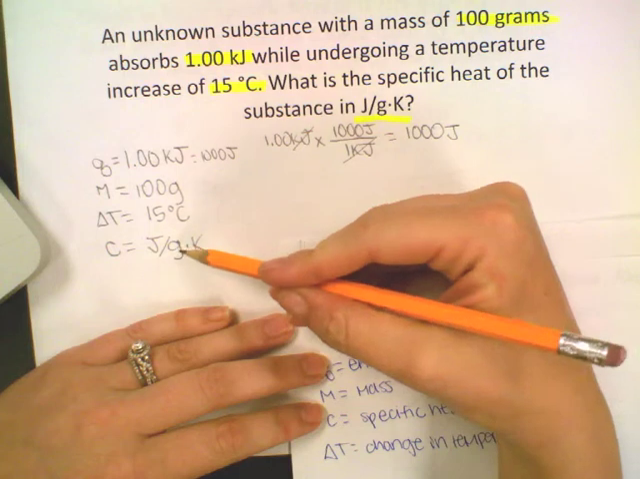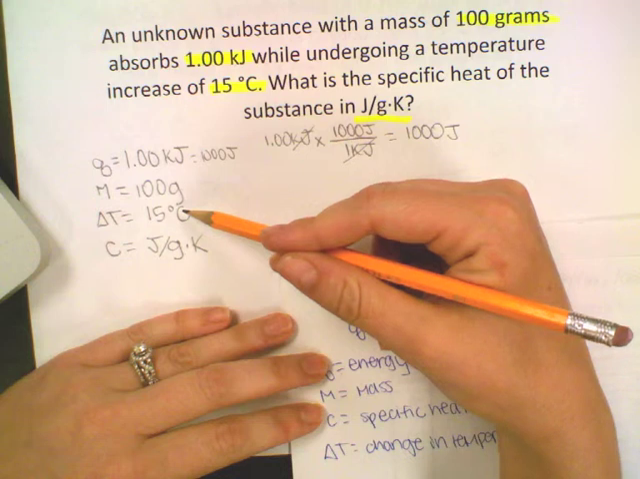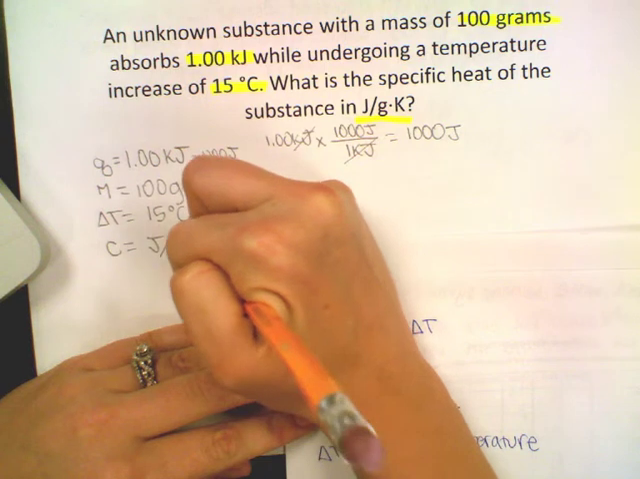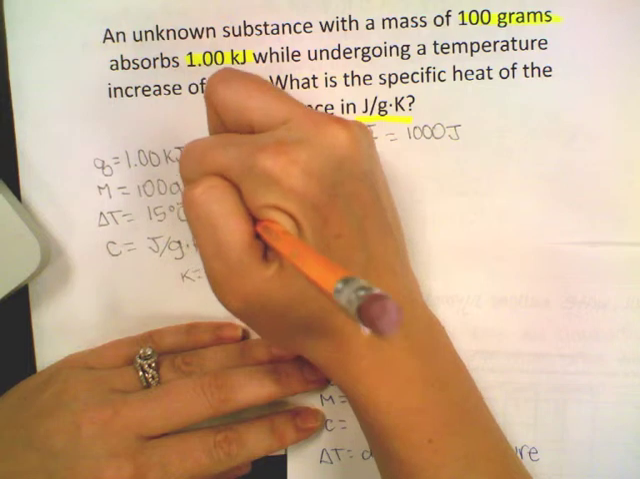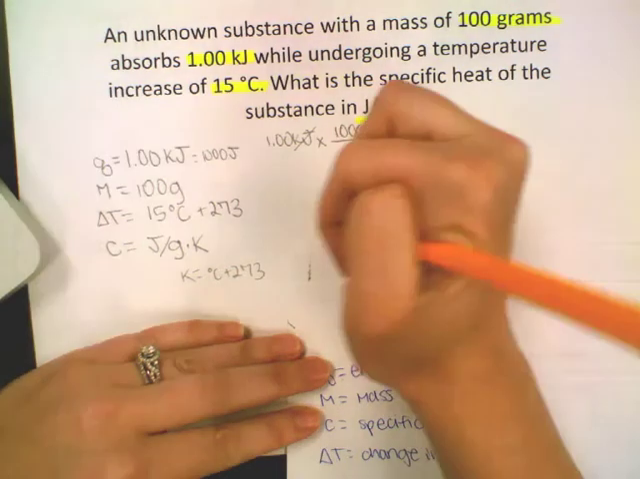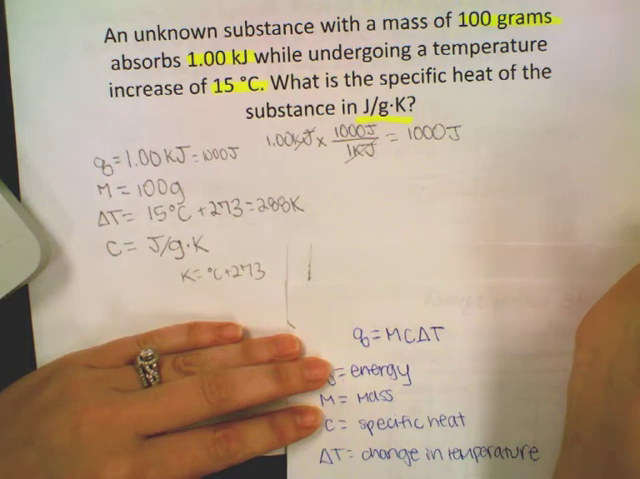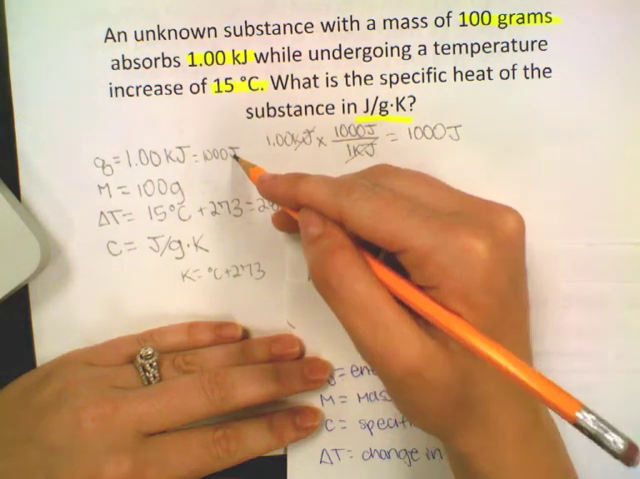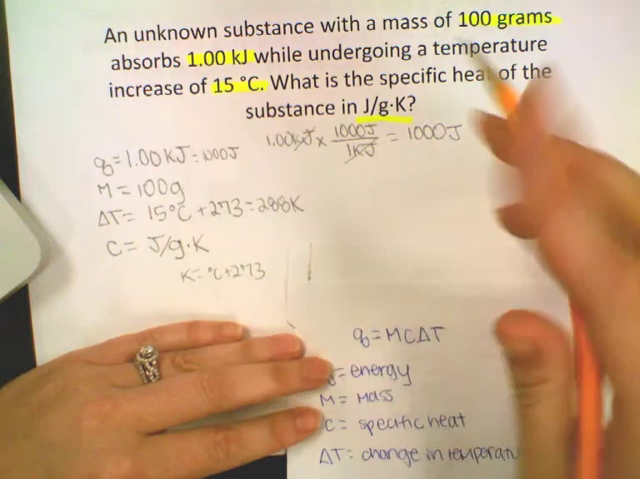Okay, the mass units are grams, so we're good there. But the specific heat calls for Kelvin, and you're given the temperature in Celsius. So to go from Celsius to Kelvin, Kelvin equals degrees Celsius plus 273. Okay, so we're just going to add 273. And you will get 288 Kelvin. Okay, now we're going to be able to plug all these values in. Okay, so we wanted joules for our energy units, we wanted grams for our mass units, and then Kelvin for our temperature units.